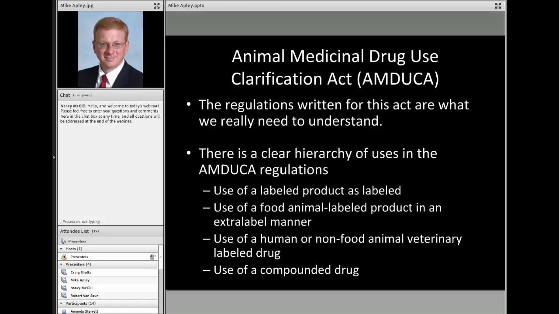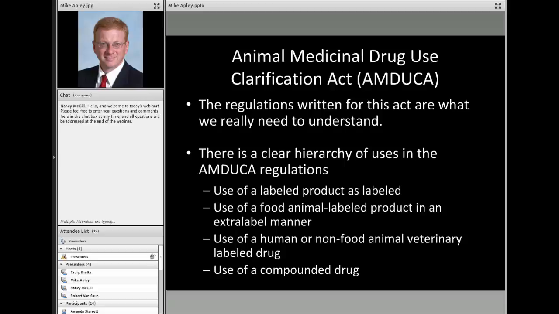So there's a clear hierarchy of uses in the AMDUCA regulations. They include use of a labeled product as labeled as the very first priority. We should always strive to do that whenever possible. And if that is a prescription labeled product, then a veterinarian has to be involved. If it is an over-the-counter labeled product used exactly according to label, then you may use that according to label directions. But the minute any of those things change, the veterinarian has to be involved before you can do that.